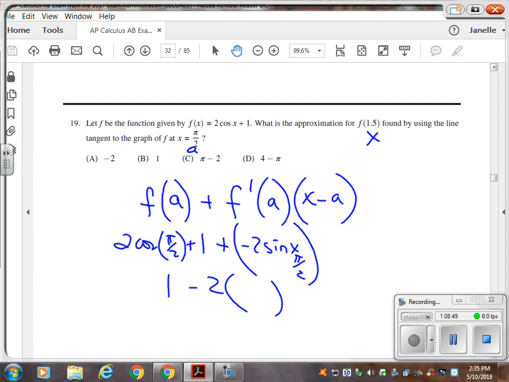Then I have to know what pi divided by 2 is. Well, what's 3.14 divided by 2? Approximately 1.57. And minus 1.5, 1 minus 2 times 0.07. 0.07 times 2 is 0.14. 0.14 from 1.